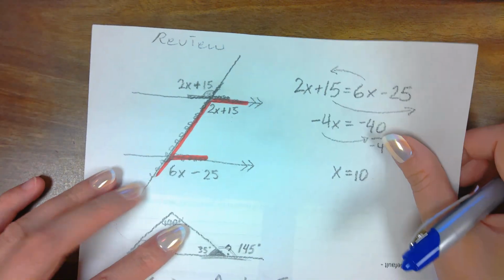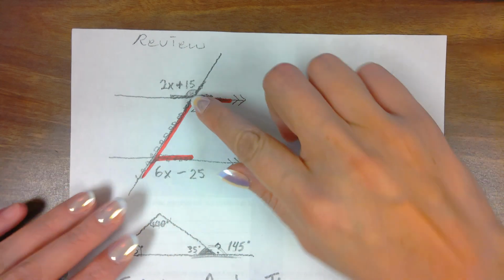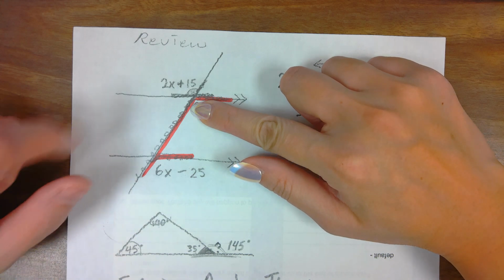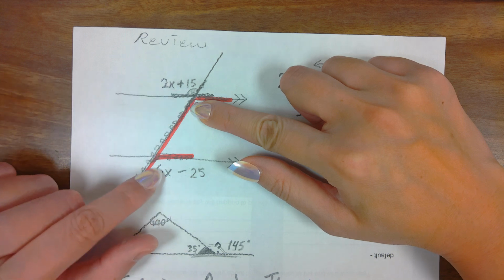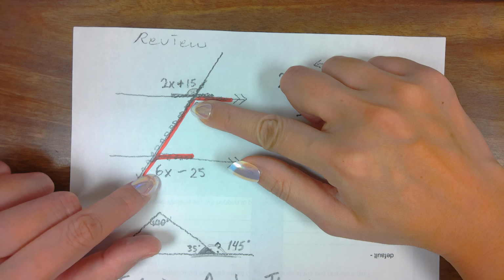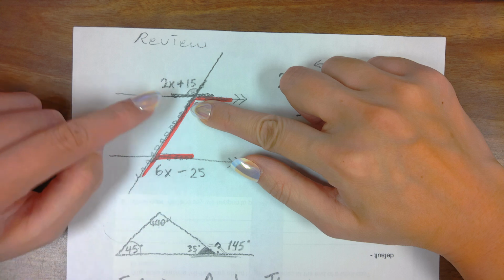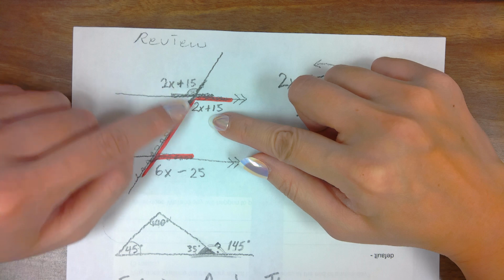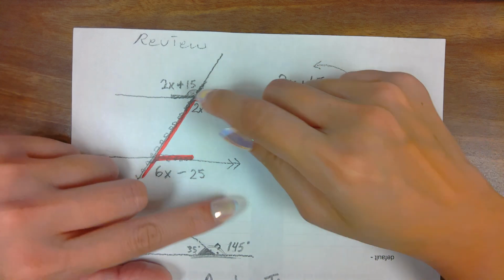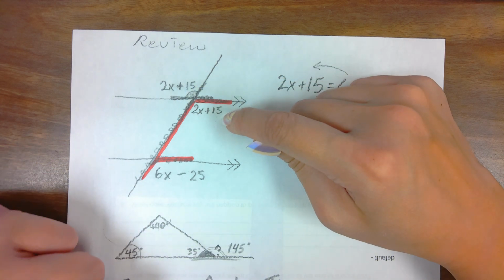A sample question that you might see on the test tomorrow is something like this. I just went over this with the class. So let's say you're given 2x plus 15 here, that's this angle. And this angle right here is 6x minus 25. First thing is you have to relate these two angles. I see an X right here, which means this is an opposite angle, they are the same. So because of the opposite angle property, I know that this is also 2x plus 15.